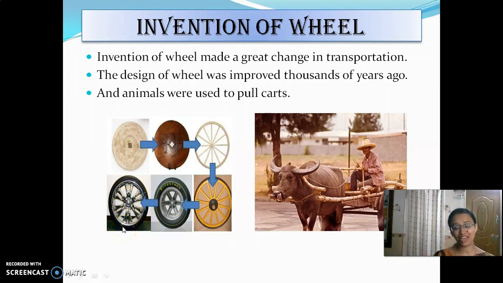On those wheels, they used to tie the animals, and these animals pulled the wheel. What are the animals used? Yes, buffaloes, cows, horses, camels. These are the animals which were connected to the wheels, and they carried the goods, and people used this mode of transport for moving from one place to another.